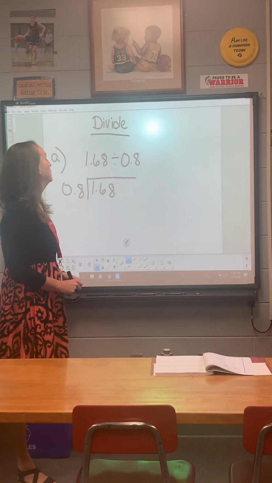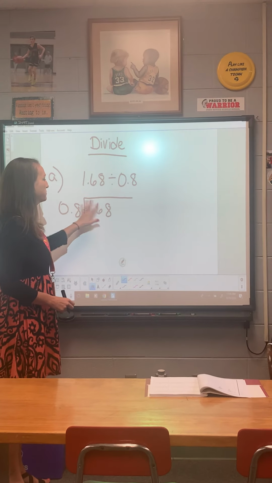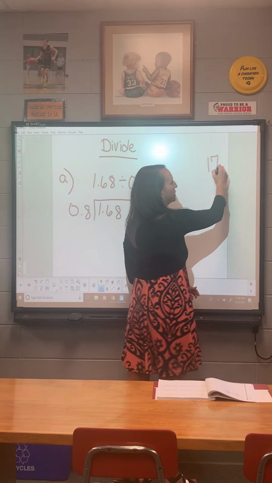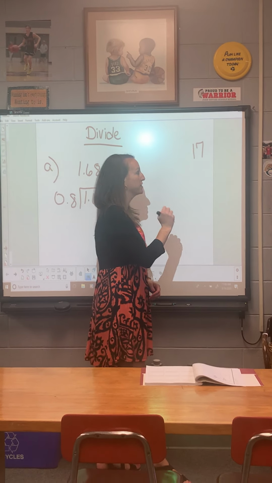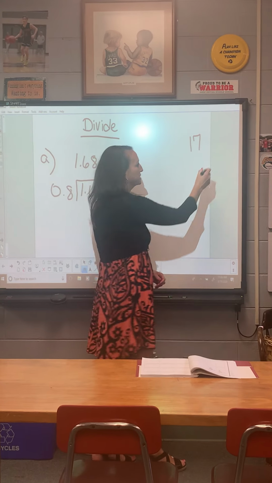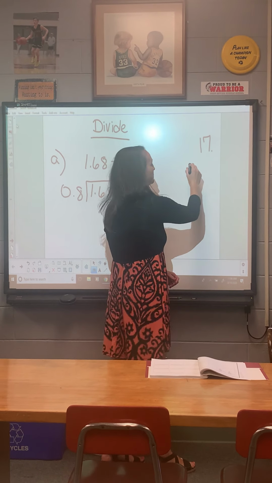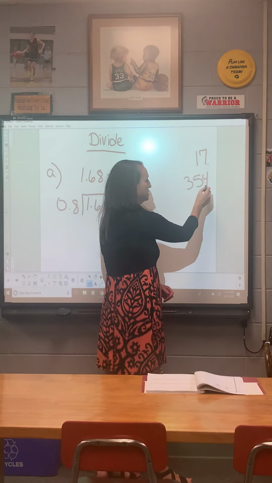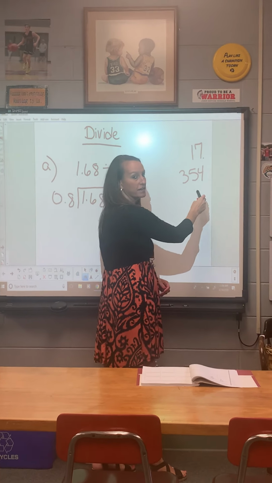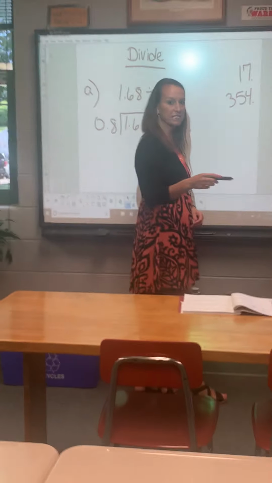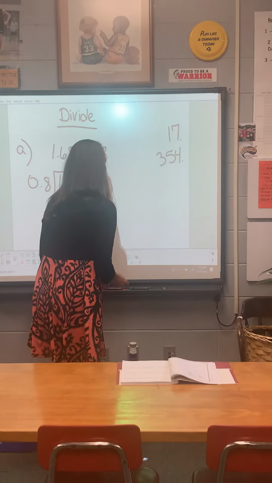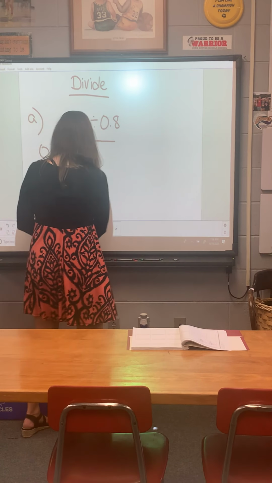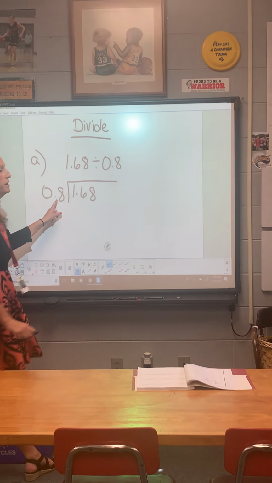Okay, so just to review real quick before we go trying to move things here, we talked the other day about whole numbers, like in the number 17, there is a decimal in that number. The decimal is behind it. In the number 354, there is a decimal there. It's just that we've taken it off and made it kind of invisible. The decimal is always at the end of a whole number, okay? So with that being said, we have to get rid of our decimal on the outside.